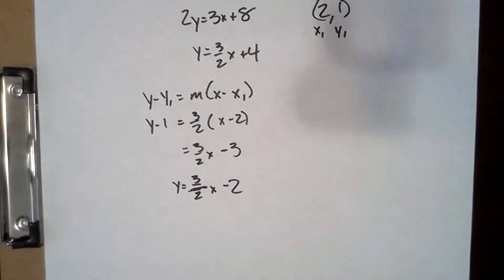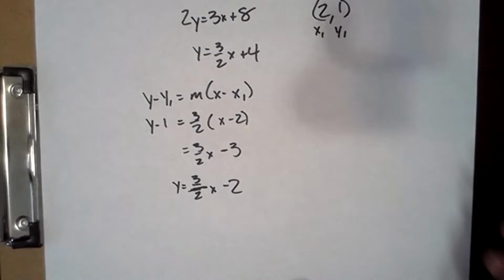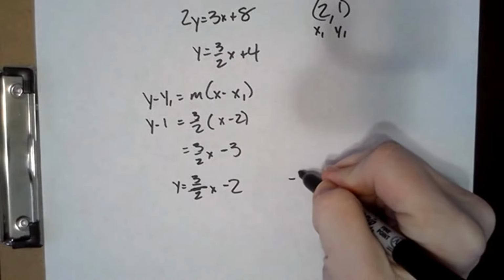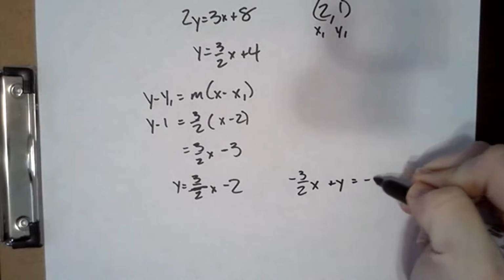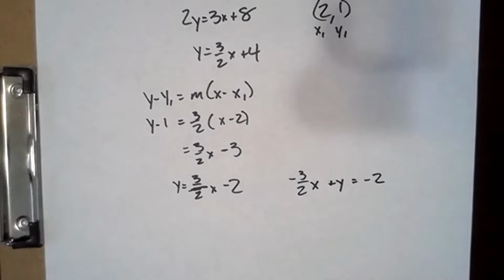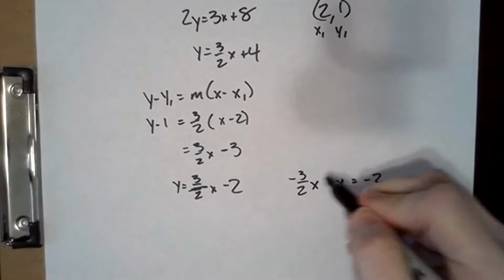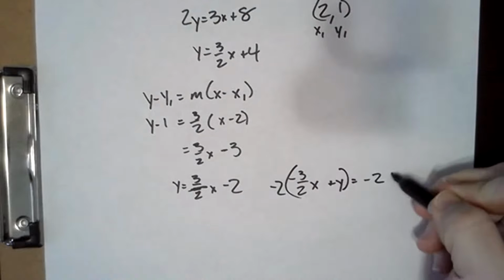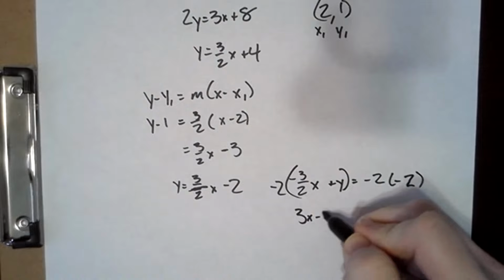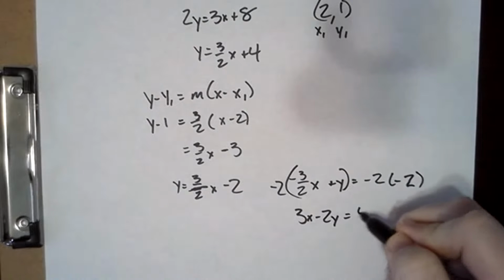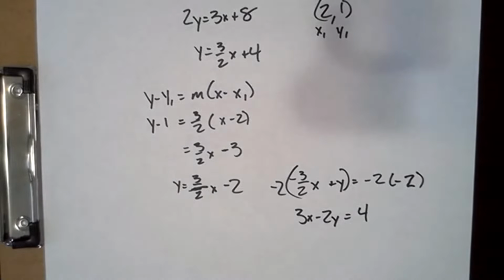Okay, well, now we want to put this into our standard form, which means we're going to subtract that 3/2 x from both sides, giving us negative 3/2 x plus y equals negative 2. And now we'll multiply everything by negative 2. Okay, on the left, that gives us 3x minus 2y equals, on the right, 4. And there is our general form of this equation. Moving on.